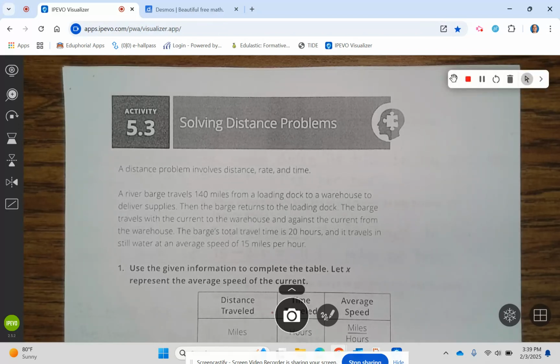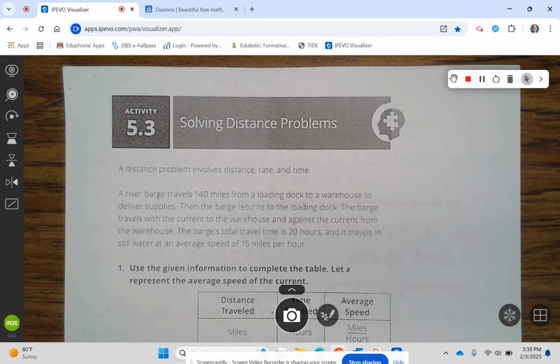Okay, so we're at 5.3, solving distance problems. A distance problem involves distance, rate, and time. A river barge travels 140 miles from a loading dock to a warehouse to deliver supplies. Then the barge returns to the loading dock. The barge travels with the current to the warehouse and against the current from the warehouse.